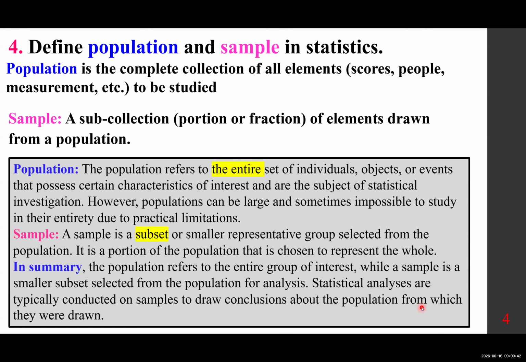In summary, the population refers to the entire group of interest, while a sample is a smaller subset selected from the population for analysis. Statistical analyses are typically conducted on samples to draw a conclusion about the population from which they were drawn. In short, population refers to all. Sample refers to a portion, a fraction. Normally, we don't have access to population. There are limitations. And we use sample to make a decision about the population. That's the synopsis of that.